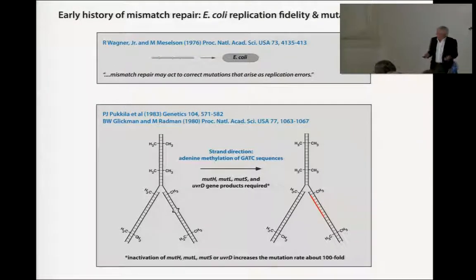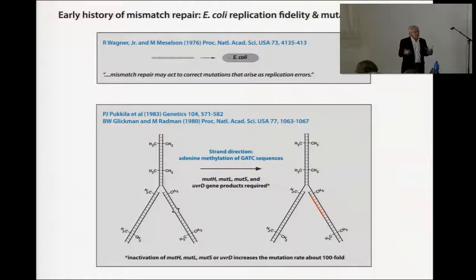But because that mismatch is comprised of Watson-Crick bases, it also has to identify the new DNA strand that contains the mistake. And Pat Pukila, a postdoc in the Meselson lab, showed that strand direction of E. coli mismatch repair is dictated by the state of methylation, adenine methylation at GATC sequences. And so this is important. So these methyl groups are added after DNA synthesis. So what that means is that DNA that's been around a while is methylated on both strands. But newly synthesized DNA exists in a transiently unmethylated form, and it's the absence of methylation on the new strand that directs repair to that strand.